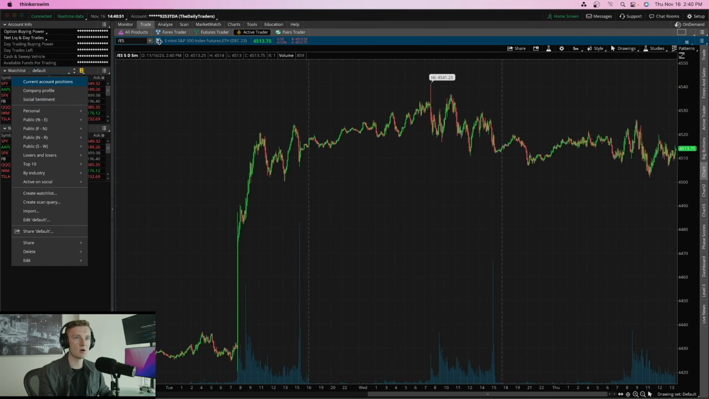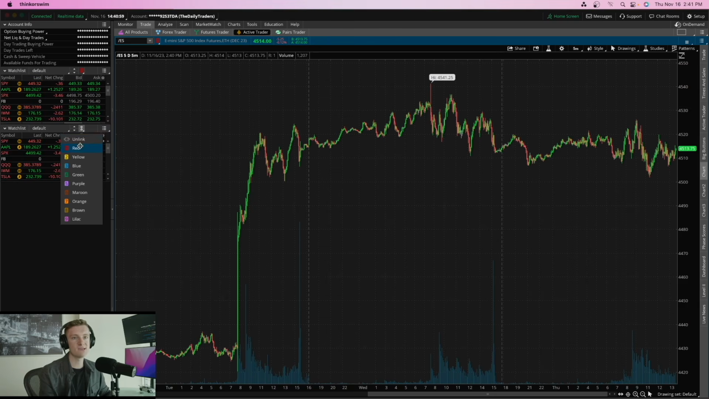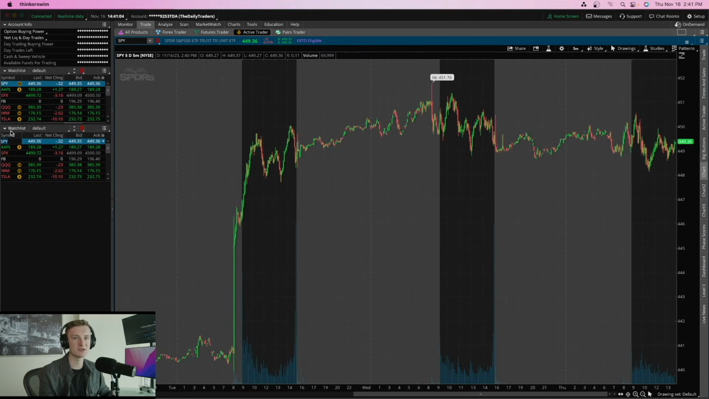What I want you to do is go up to this little icon, change the color to red, and then under your watch list, right next to it here, change this to red and do the same for this one. Okay, so we've got red, red. Now, anytime you click on a stock, it is going to change on your main screen here.